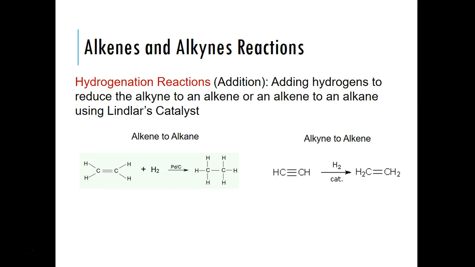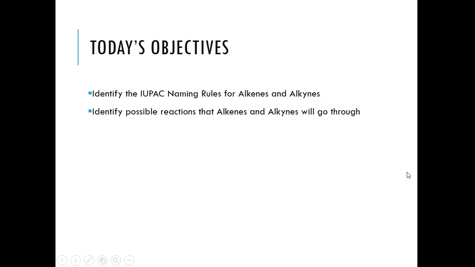Alkenes and alkynes undergo a certain number of reactions that we need to know. The first one is hydrogenation. That's called an addition reaction, where you're taking your double bond, adding some attached groups, and turning it into an alkane. This is called Lindlar's catalyst. You can also do the same thing with our triple bond. You can use a catalyst to turn it into a double bond.